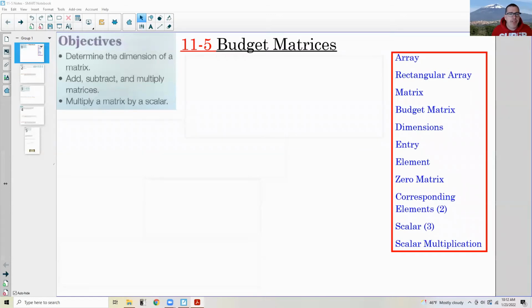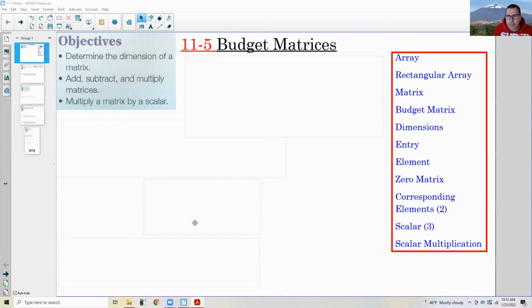Okay, Chapter 11.5, Budget Matrices. Matrices, what's a matrix? The objectives of this lesson are: 1, determine the dimension of a matrix. Subtract and multiply matrices, and multiply a matrix by a scalar. Okay, so those are the objectives of this lesson.